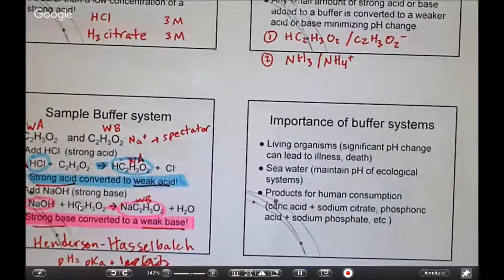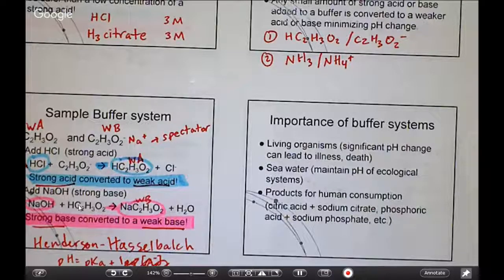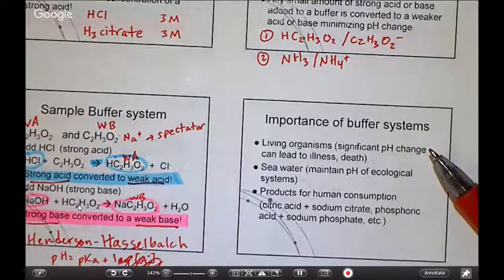So some importance of buffer systems. These are just really some fun facts. Living organisms, if you think about our blood is balanced at a certain pH. It's not 7, it's not neutral. I think it's like 7.4 maybe. But the idea is that our blood is balanced or we have other buffer systems in place, that if we add too much acid, you could undergo acidosis, or you could undergo alkalosis, which would be too much base present. So significant pH change can lead to illness or death.